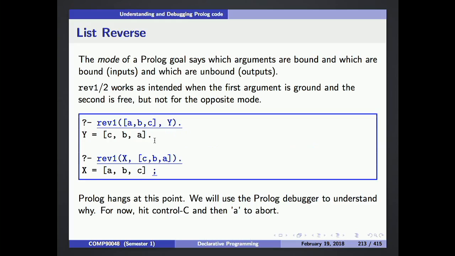All right, so let's play with our reverse code. Looks good. So I try reverse of ABC, and yes, I get Y equals CBA. Beautiful. And what list, if I reverse, would give me CBA? I get X equals ABC. Looking great. Everything works perfectly.